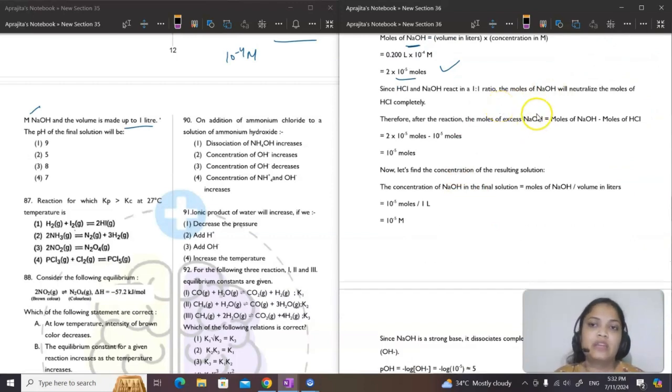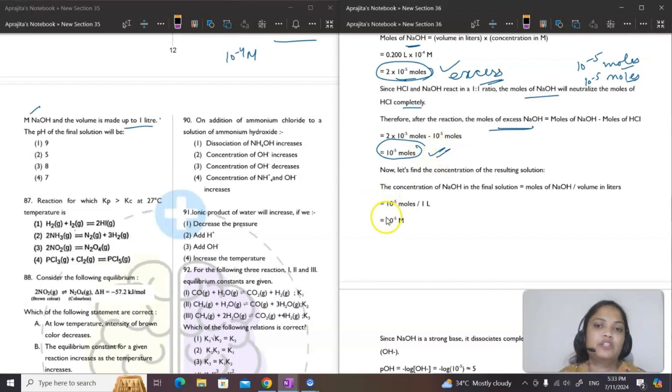They will react in a 1:1 ratio. So the moles of NaOH will neutralize HCl completely, but after that you will be left with moles of NaOH because they are in excess. So 10 to the power minus 5 moles will react, but again 10 to the power minus 5 moles of NaOH would be left. So this much moles of NaOH are left.